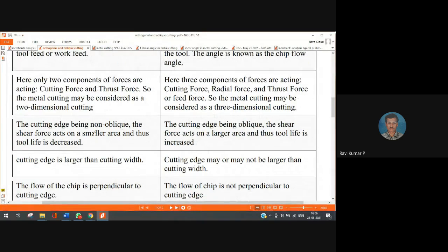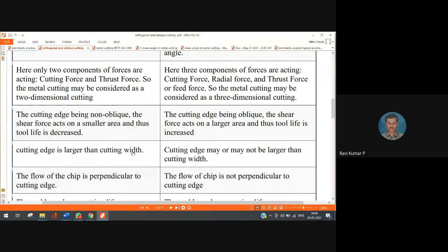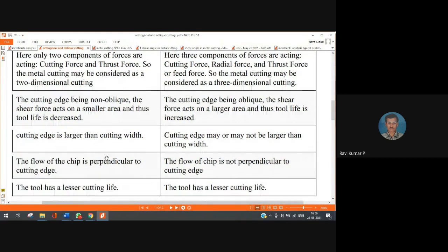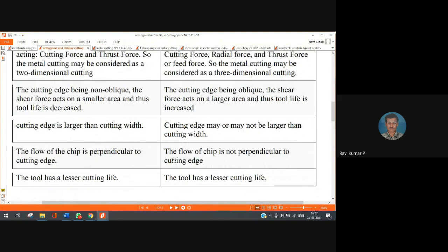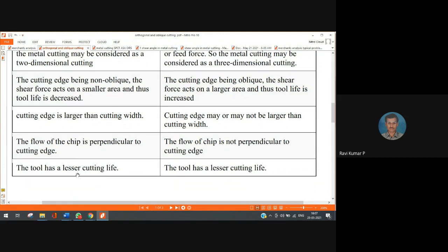Another implication is shear force acts on small area. So tool life is small. In this case, in oblique cutting, the cutting edge, the shear force is acting over a larger area. Therefore, I can expect better tool life. So cutting edge clearing the width, cutting edge not clearing the width. Flow of the chip perpendicular to the cutting edge, flow of the chip is not perpendicular to the cutting edge. Instead, it is at some angle, which I call it as chip flow angle. So better tool life in case of oblique cutting, lesser tool life in case of orthogonal cutting.